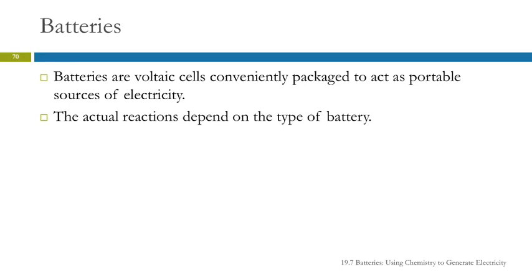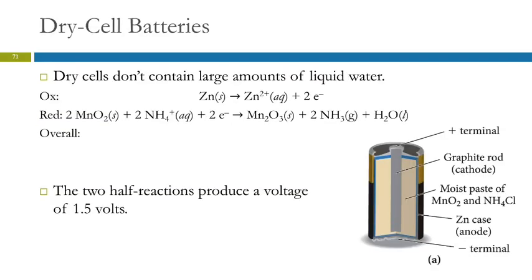So let's talk about batteries. Batteries are very, very practical electrochemistry. They are voltaic cells that are conveniently packaged as portable sources of electricity. I mean, stop and think about that. Batteries are amazing, absolutely amazing. So there are different kinds of batteries, and they use different types of chemical reactions.